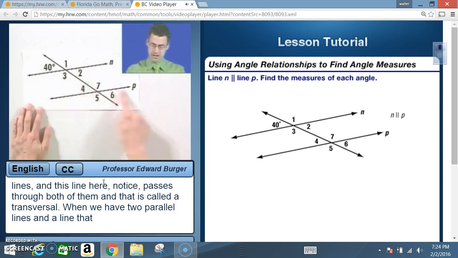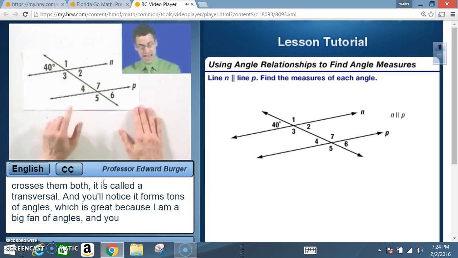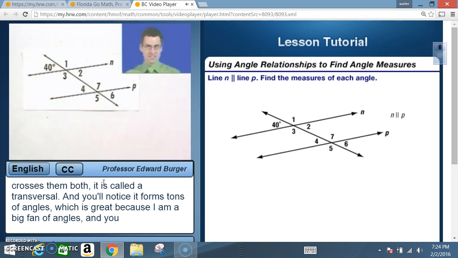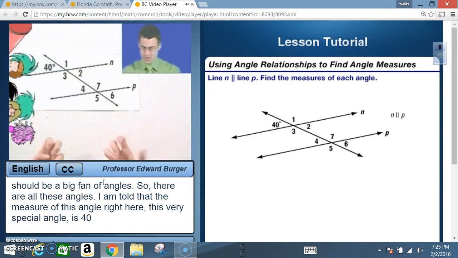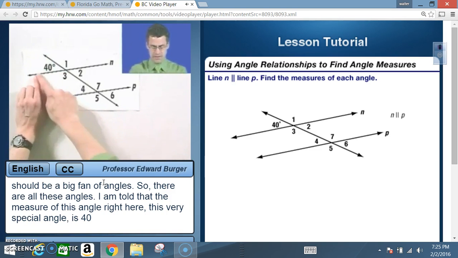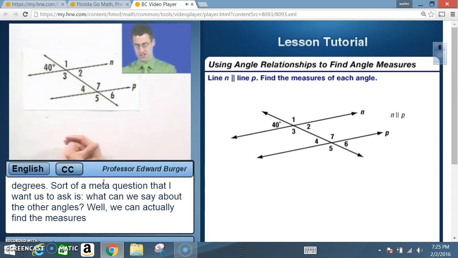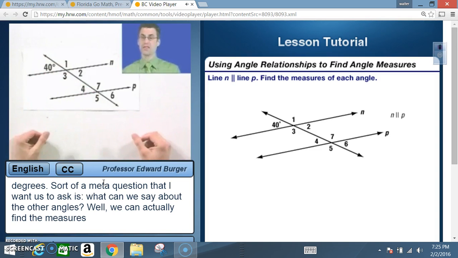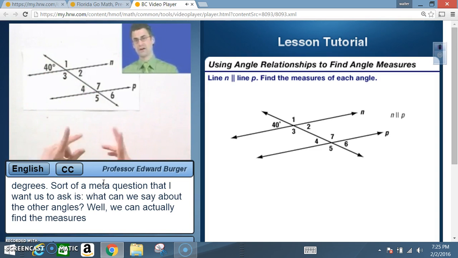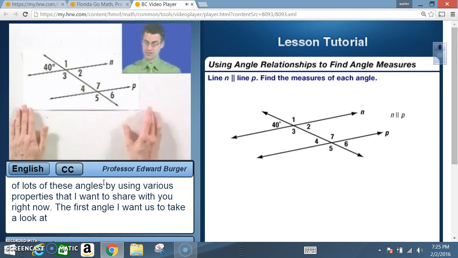When we have two parallel lines and a line that crosses them both, it's called a transversal, and you'll notice it forms tons of angles, which is great because I'm a big fan of angles. You should be a fan of angles. I'm told that the measure of this very special angle is 40 degrees. The question I want us to ask is, what can we say about the other angles? We can find the measures of lots of these angles by using various properties that I want to share with you right now.